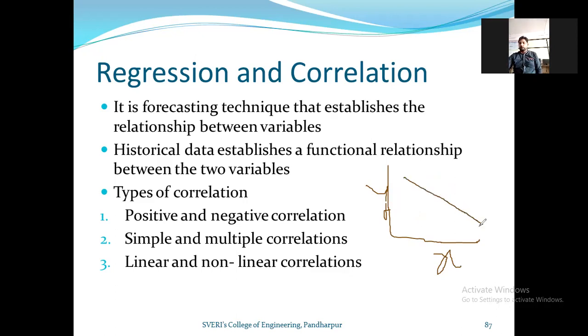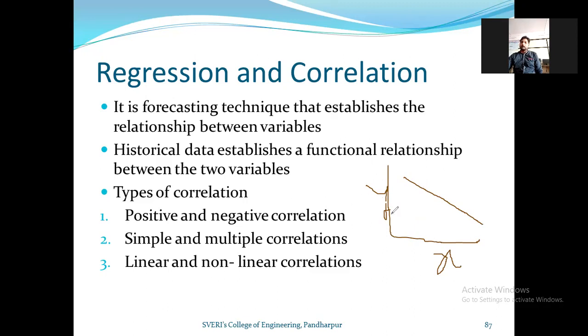This is the negative correlation. One factor is increasing, okay, X is increasing, but Y is decreasing. So this is the negative correlation. If some factor comes into the picture, the product sale will get reduced. So that is nothing but negative correlation.